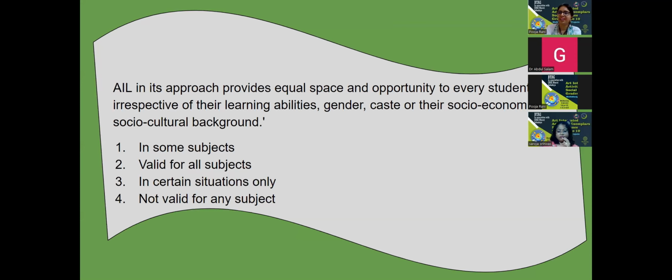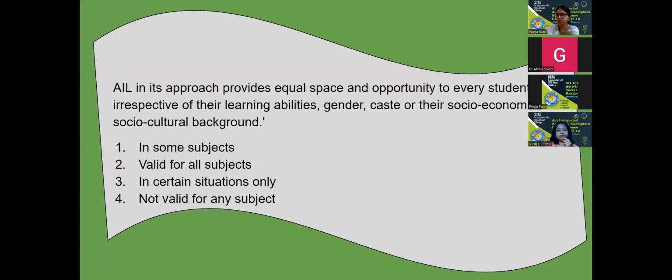So here is AIL, that is art integrated learning. In its approach, it provides equal space and opportunity to every student, irrespective of their learning abilities, gender, caste, or their socio-economic or socio-cultural background. So here are a few options on your screen: in some subjects, valid for all subjects, in certain situations only, and not valid for any subject.